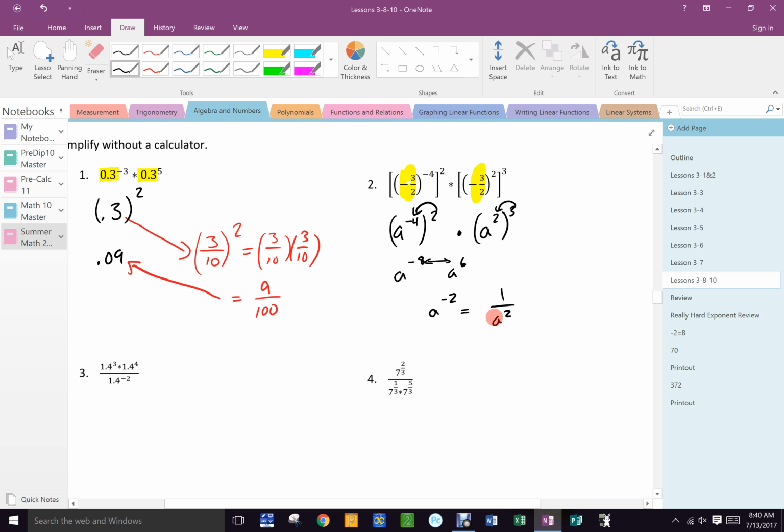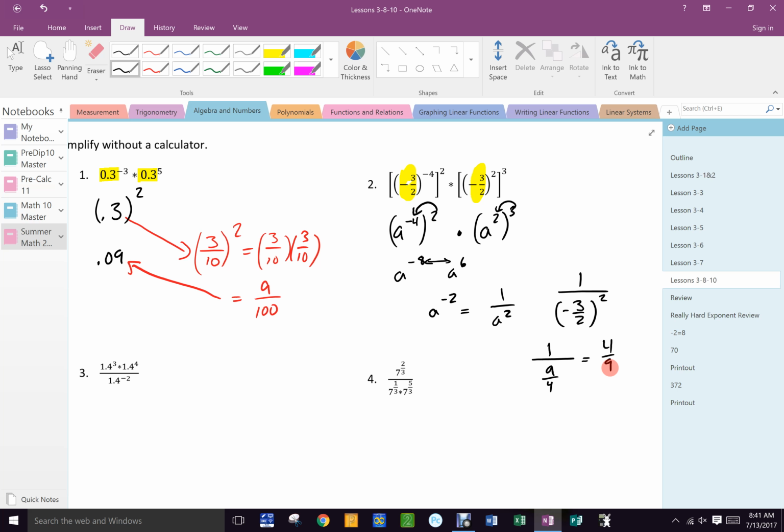What's a? It's negative 3 over 2, isn't it? So I have 1 over negative 3 over 2 squared. What happens when I square a negative? It becomes positive. So I have 1 over 9/4, right? Everyone agree? Well, 1 divided by 9/4 is what? 4/9. You can do it in your head.